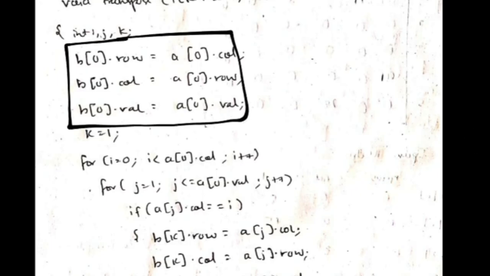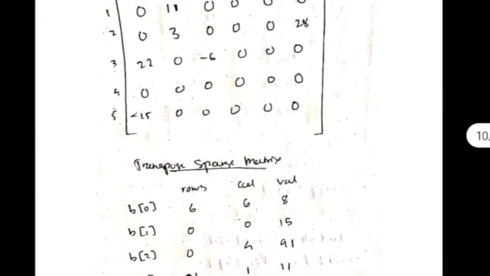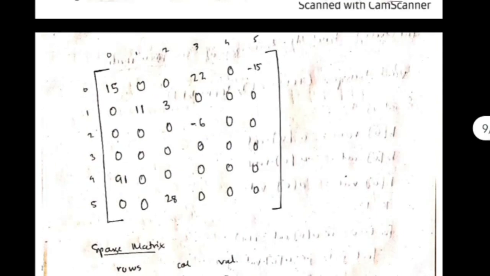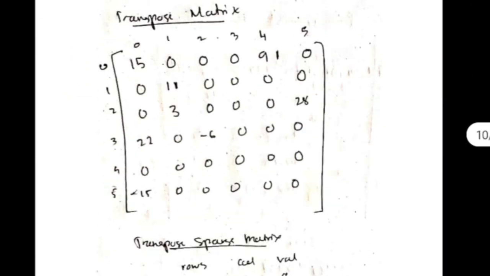Okay, that one will be b of 0 dot row is equal to a of 0 dot column, and column's value will be row. Why? Because we found the transpose, right? So the initial matrix was this, it had this many rows. Now this row, this column got converted into this row. So how many columns will be there? That will be the same as the number of rows here. Okay, so in that way columns and rows will be interchanged.